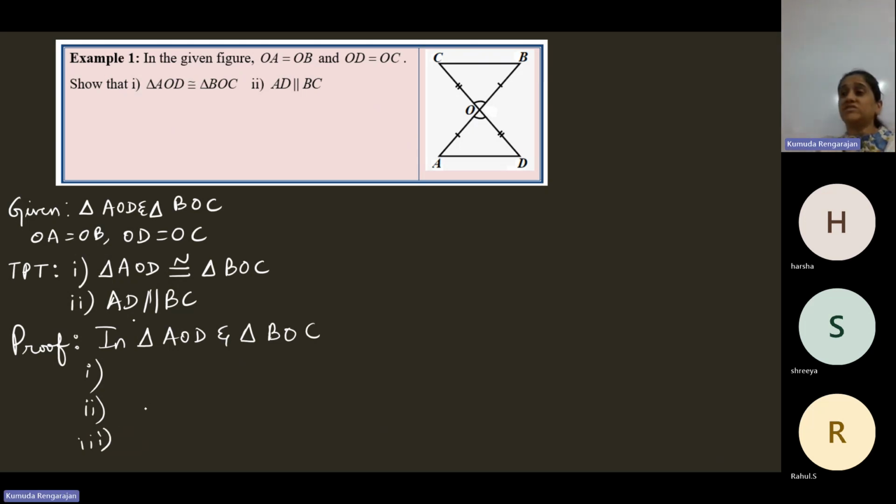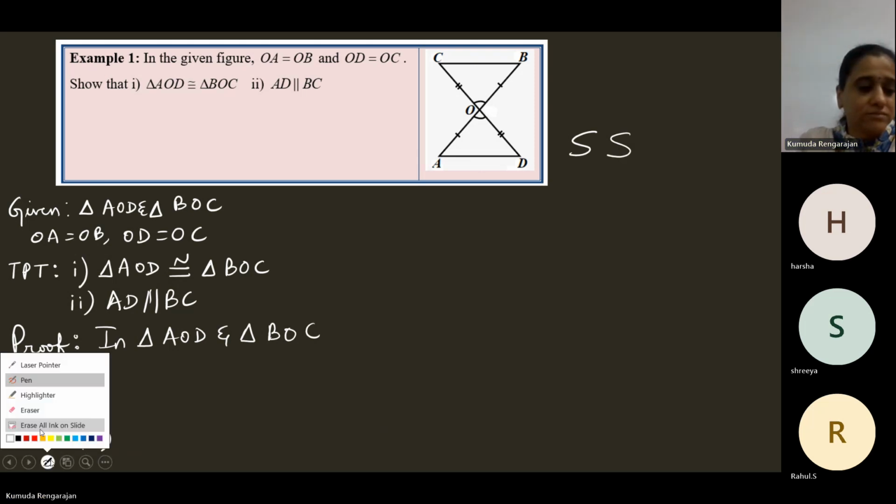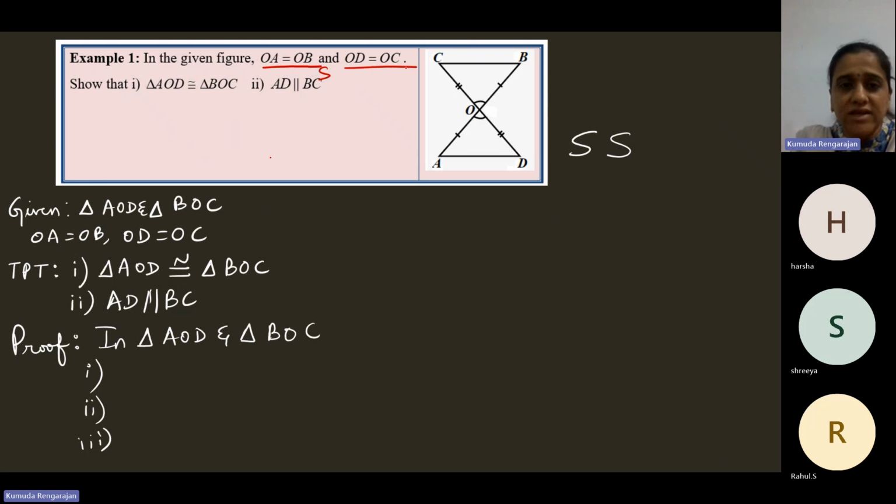Now we are going to first decide the congruence criterion. It is not RHS because they're not right triangles. They may be right triangles, but it's not given. So no, RHS we cannot use. So it should be one of the remaining four. Now we have two pairs of equal sides, right? So that means you have SS. This is one S and this is the other S. So that means it can be SSS or SAS only, because you have two S. So the third thing can be an S or it can be SAS.